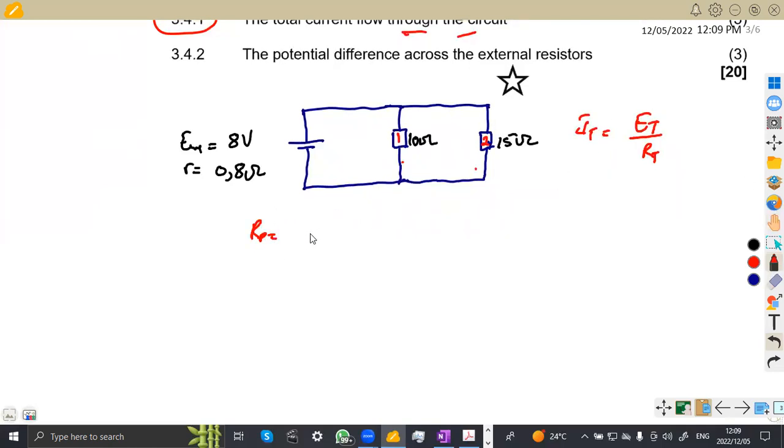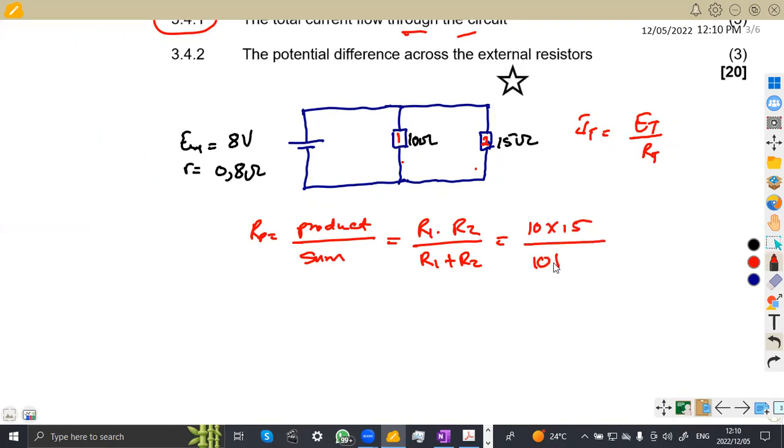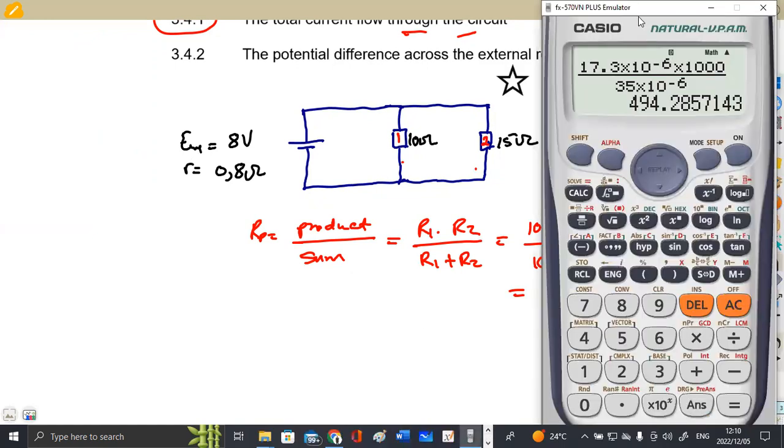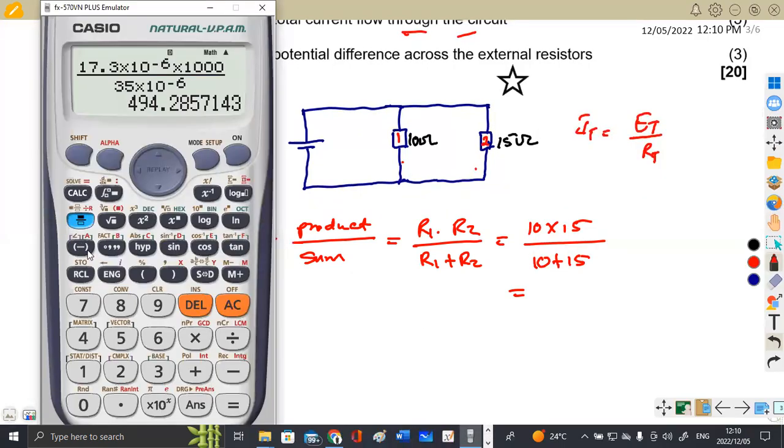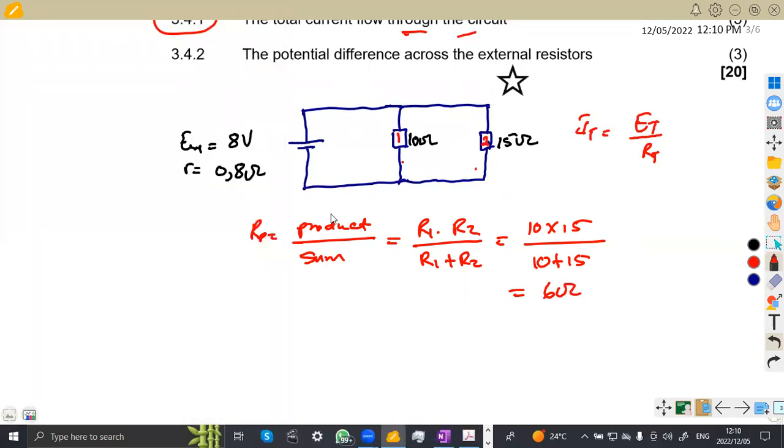So RP is going to be product over sum of the resistors. So that's product over sum, of which we are multiplying R1 by R2 over the sum of R1 and R2. So that's it, product of 10 and 15 over the sum of 10 and 15. We can have the parallel combination in terms of the resistance. All right, so let's see what you're going to have here. That is 10 times 15 over 10 plus 15. We've got 6 ohms. So we are going to obtain 6 ohms here.